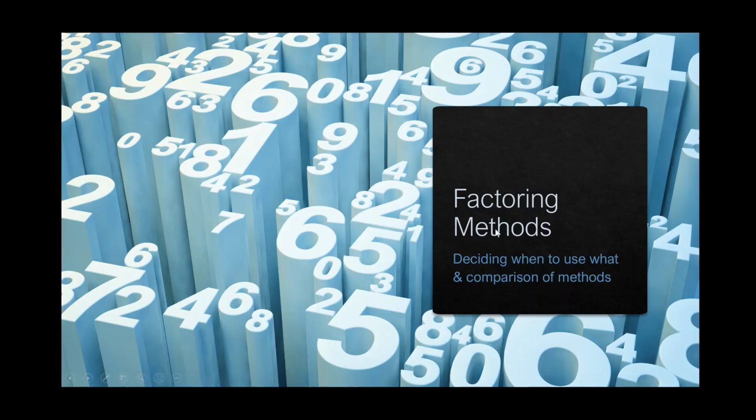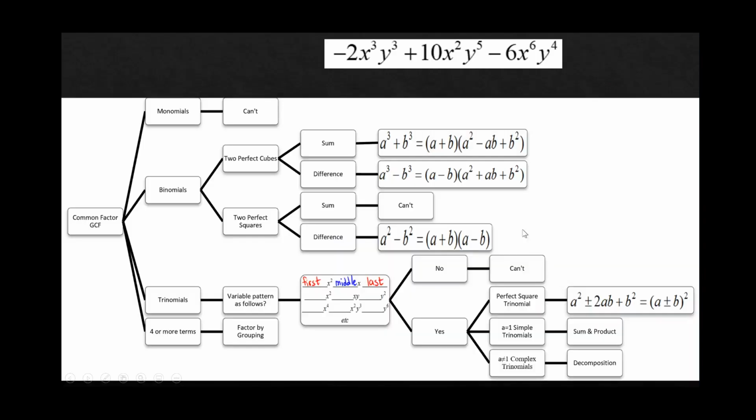This video is on factoring methods. We're going to decide when to use what, and we're also going to compare different methods that I've seen over the years. So this is the flowchart. You'll notice how on the side here, we're going to always try to common factor. Then you'll take a look at what you have left, whether you have monomial, binomial, trinomial, or 4 or more terms. And then from there, we'll discuss it as we go on.